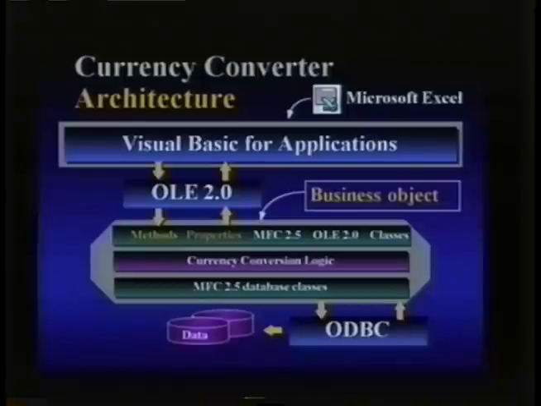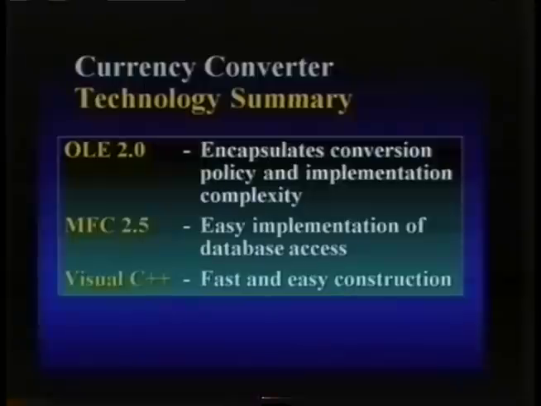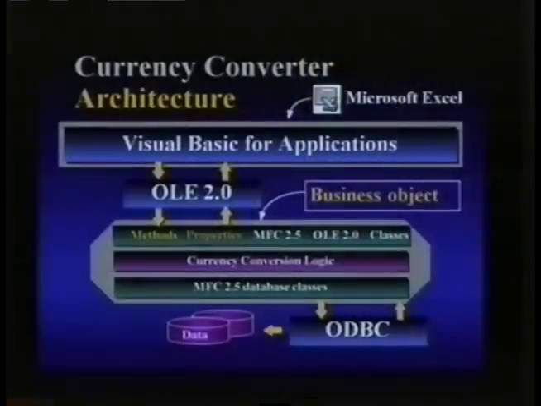The architecture for our business object is shown in this picture here. At the top, we have Microsoft Excel with Visual Basic for Applications drawn in it. Driven from Visual Basic for Applications, going through OLE 2, we talk to the top of our business object through OLE automation with methods and properties to access that business object. The implementation of our business object is implemented in Visual C++. It's written in C++, uses the Microsoft Foundation classes to implement the logic, the business rules for this particular object.